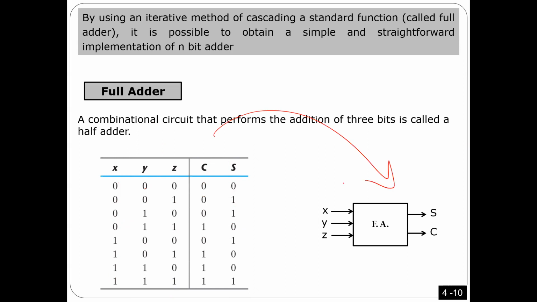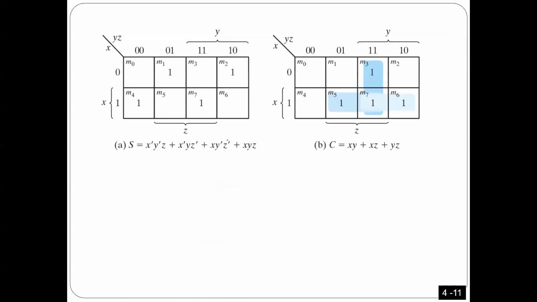So this is how it looks. What do you do next? I need to simplify this one, and then I have to simplify this one. That's it. So now I'm going to use maps. If I use maps this way, I'm going to simplify this one, and then I'm going to simplify this one.